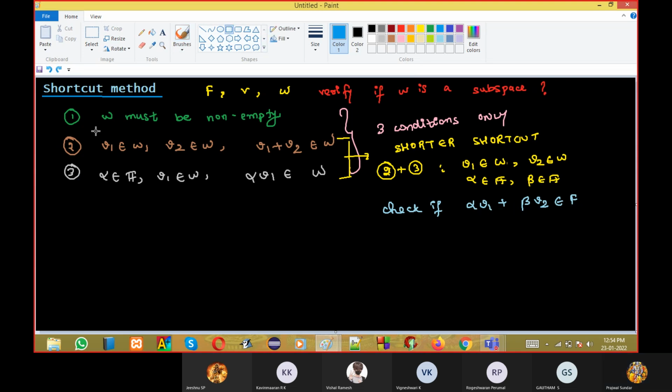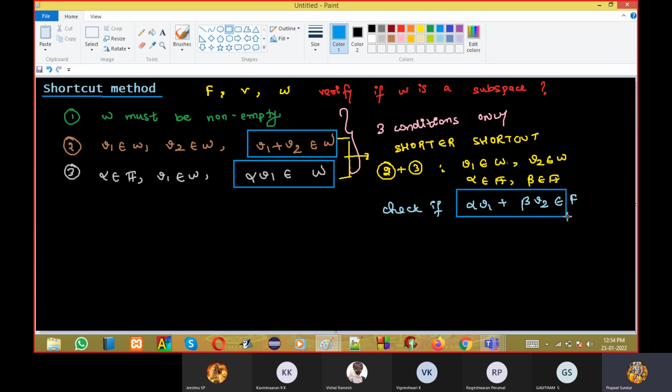See, separately we are checking addition and multiplication, while here we are checking addition and multiplication together. That is the advantage of this shortcut. But it's your wish. If you want, you can check addition separately and multiplication separately. You are free to do so. No one is stopping you.